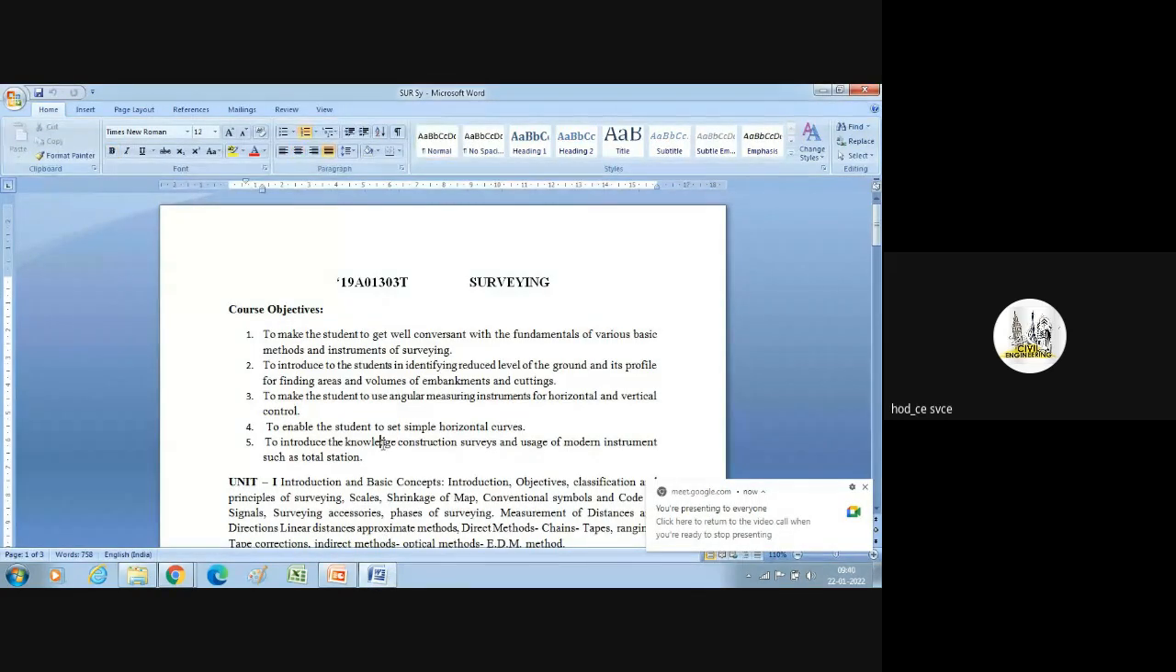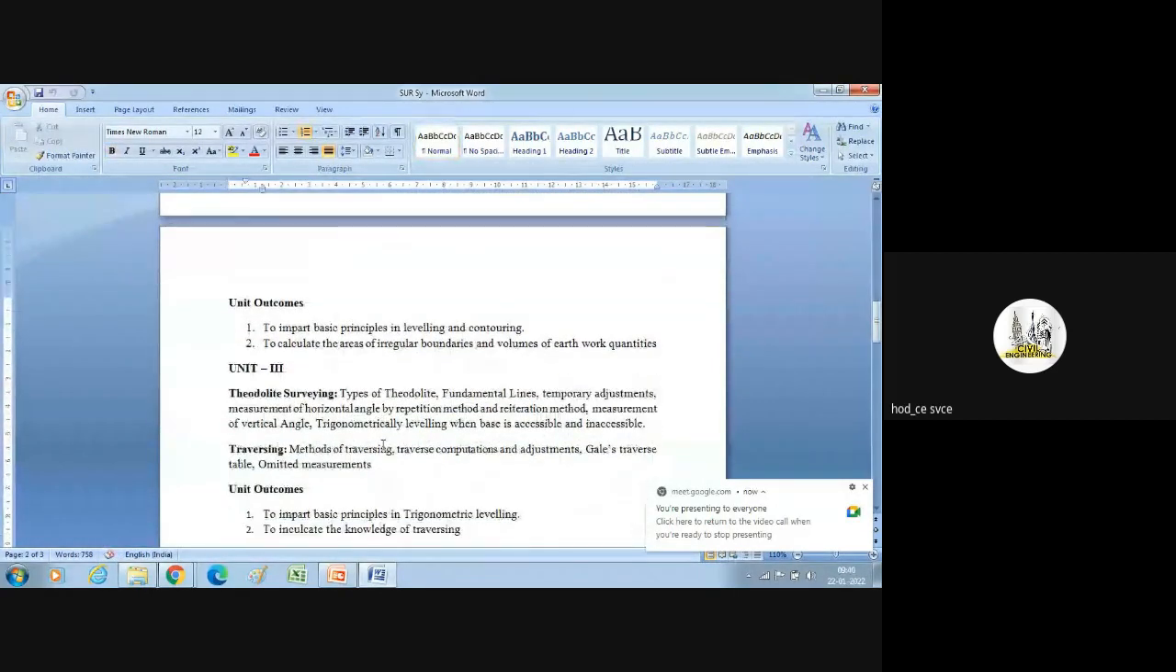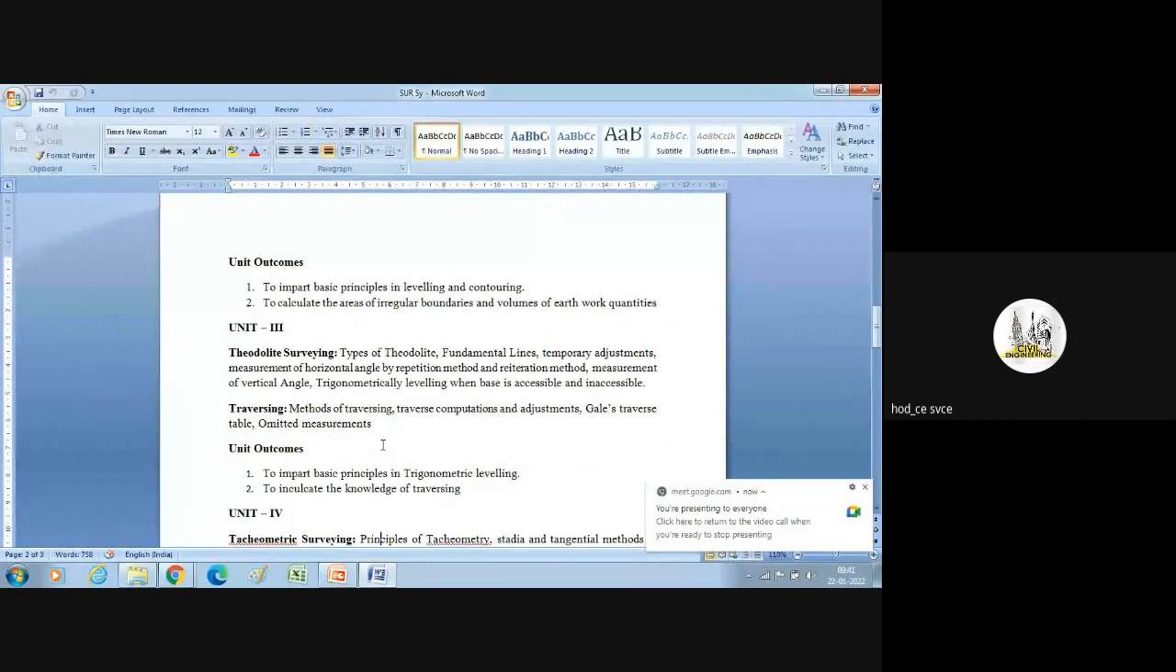Okay, see here. This is your third unit, right? Before we discuss the third unit, we should know what outcomes we need to know based on this unit, right? Here within the third unit we have two topics: one is theodolite survey, another one is traversing.